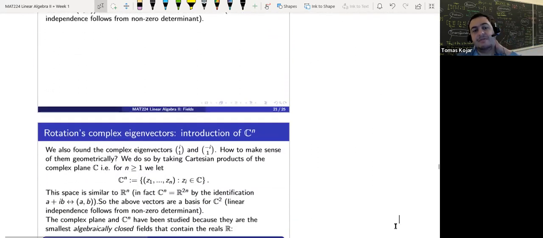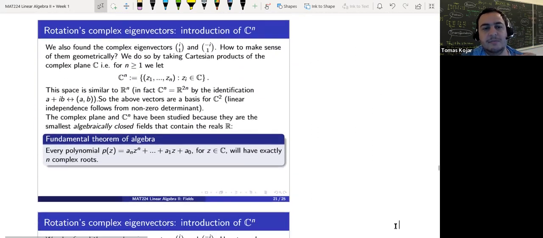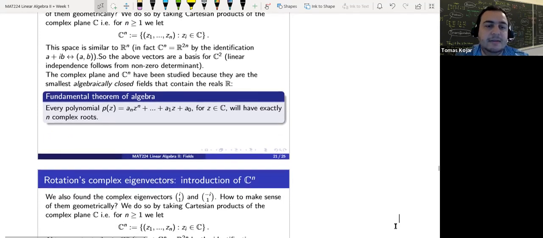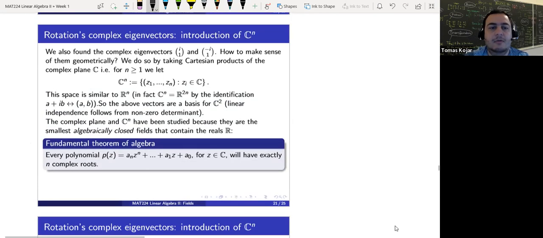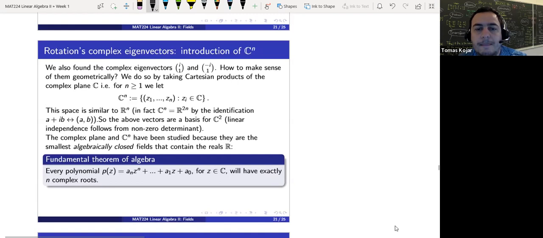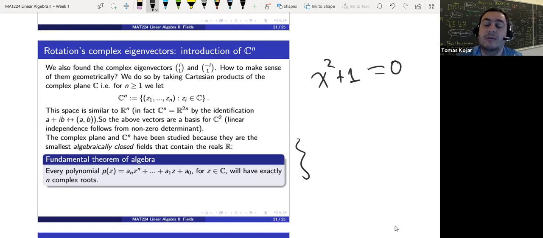Now, another motivation for complex numbers is this amazing fact, the fundamental theorem of algebra. So let me go up here. It says that if you give me any polynomial like x squared plus 1, and you want to find its roots, well, you cannot do it over the reals, right? This guy has no roots. This is always strictly positive when x is a real number.